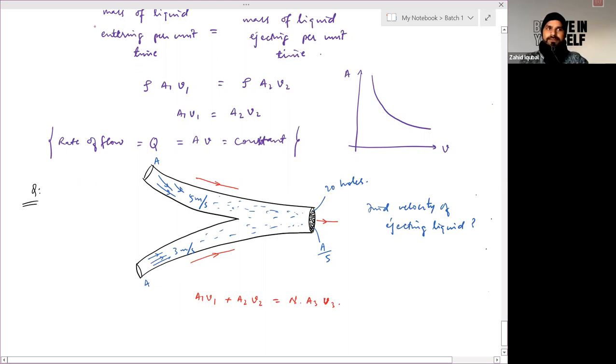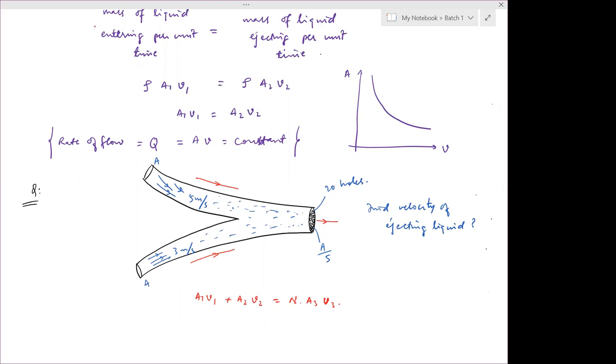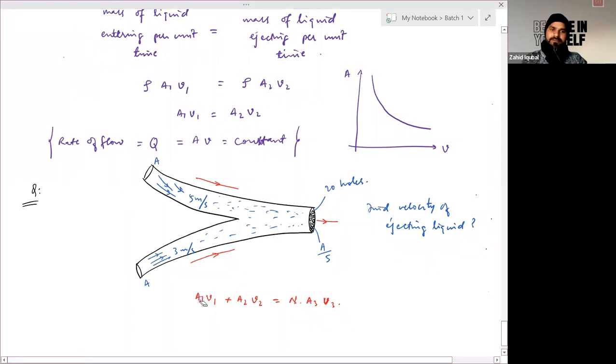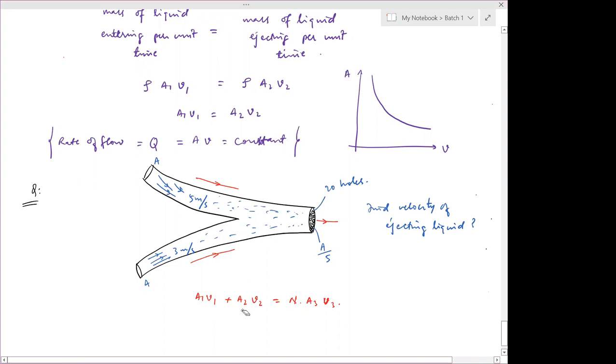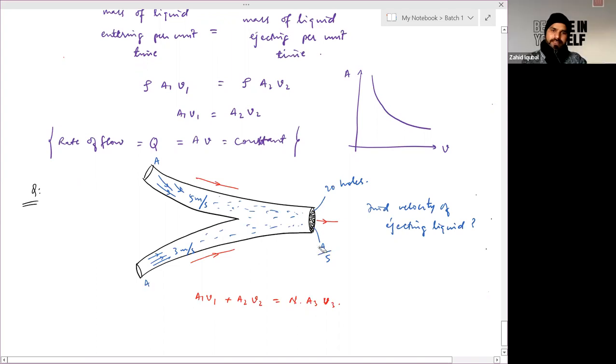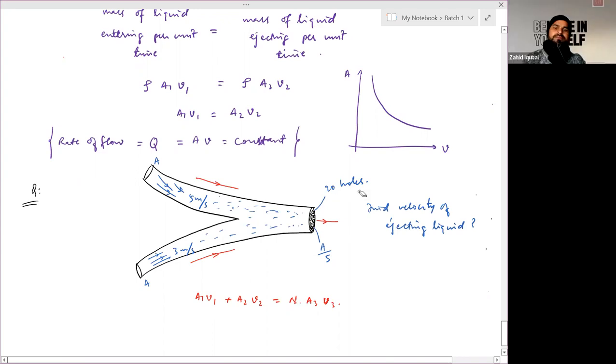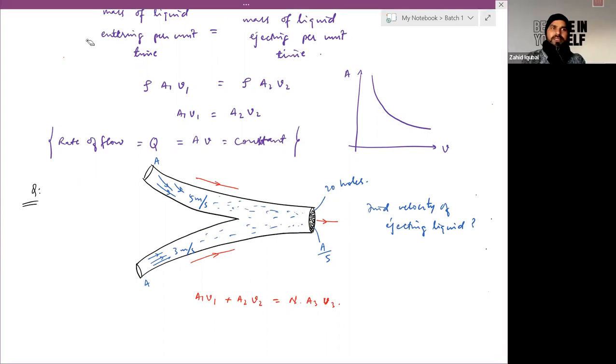Hamza, any doubt? So what do we put in area? You have given. For first part, area is A, so A1 will be A. For second part, area is still A, so it will be A. For third part, area is A by 5. Okay. N is number of holes here, which is 20. Just put all the values and simplify it.